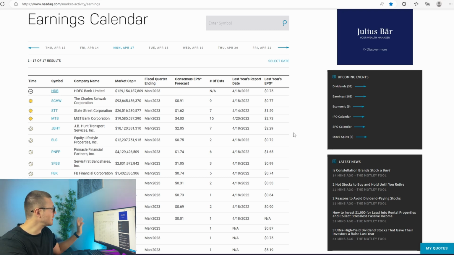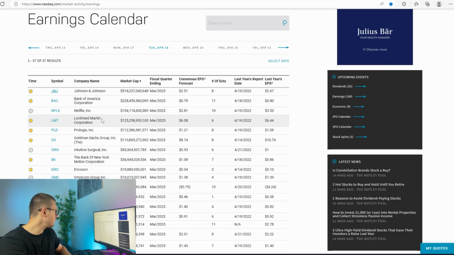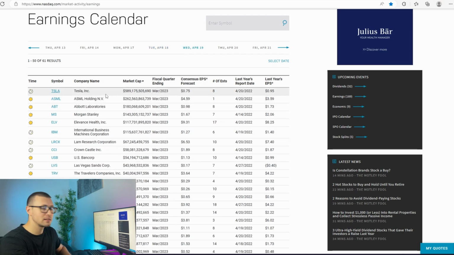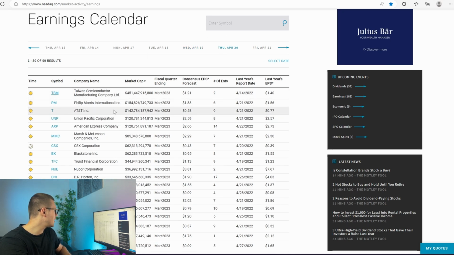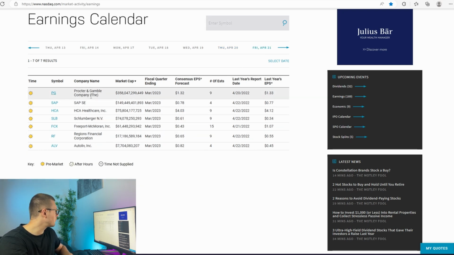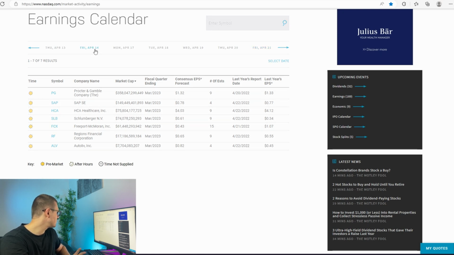So the only thing that can keep us the momentum until the end of April, or let's say the beginning of May, is the earnings calendar. If the earnings calendar is really good, then we're going to keep up the momentum. Now Monday we have again the banking sector. It started on Friday, it continues on Monday. Tuesday, again, banking sector, Netflix, Lockheed Martin Corporation, Prologis, etc. Wednesday, Tesla. This is going to affect Nasdaq, as well as Netflix on the previous day. Thursday, Taiwan Semiconductor, Philip Morris, AT&T, American Express, Blackstone, etc. And then on Friday, Procter & Gamble. Yeah, that will be it.